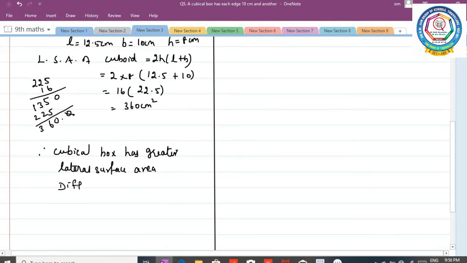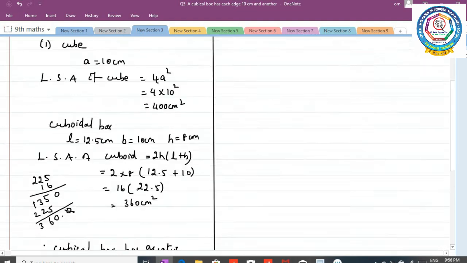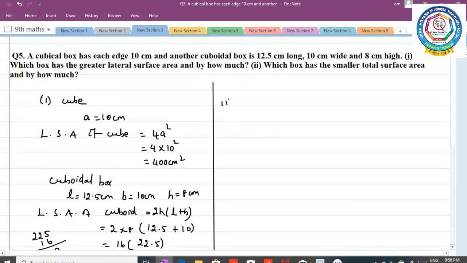So the difference between the two boxes: 400 minus 360 is equal to 40 centimeter square. Therefore, the difference between the two boxes is 40 centimeter square. Second subdivision, we have to find out the total surface area of the cube and the cuboid.